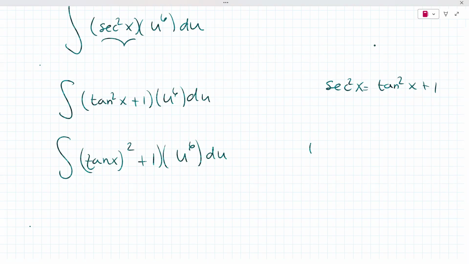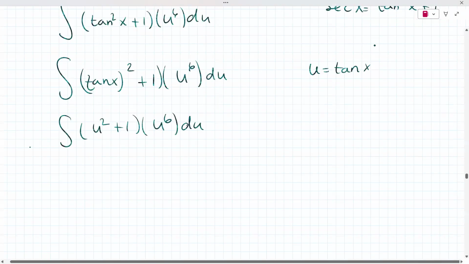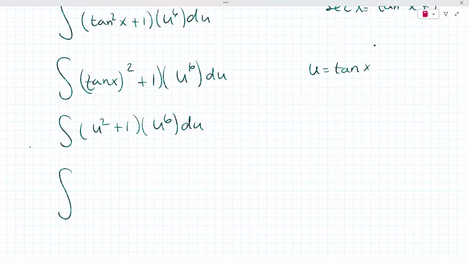And what else do we know? We know that u is tan of x. So this is going to be u squared plus 1 times u to the 6 du. Multiply this out. u squared times u to the 6 is u to the 8. And then 1 times u to the 6 is u to the 6, and then we have the du.